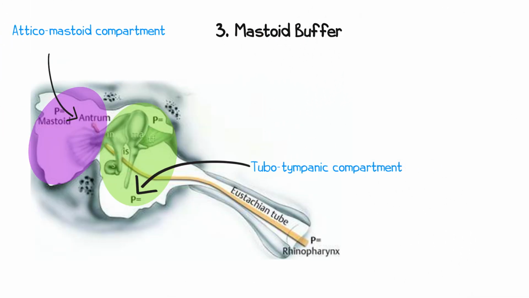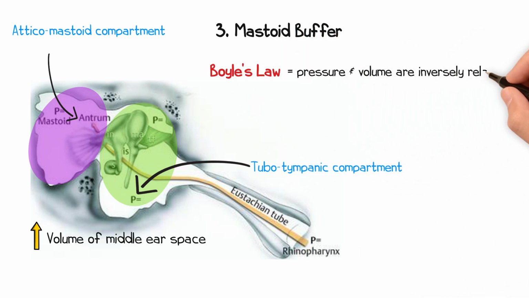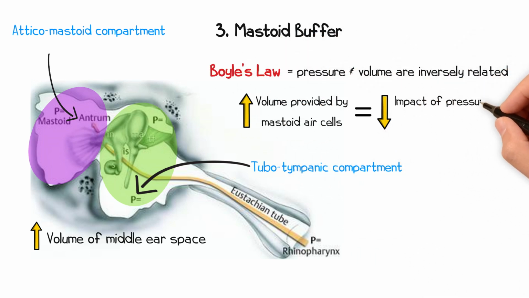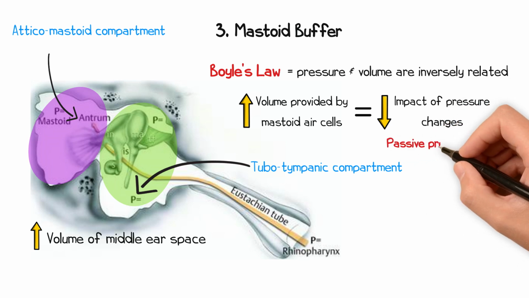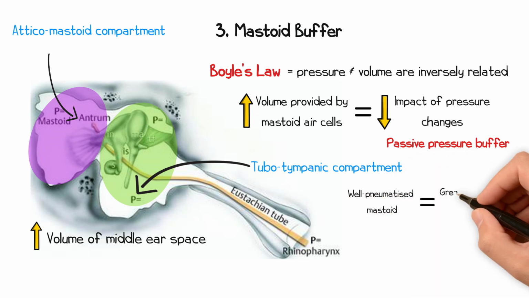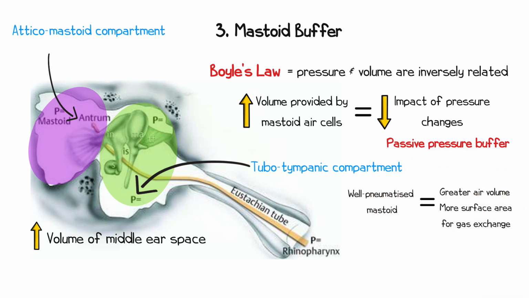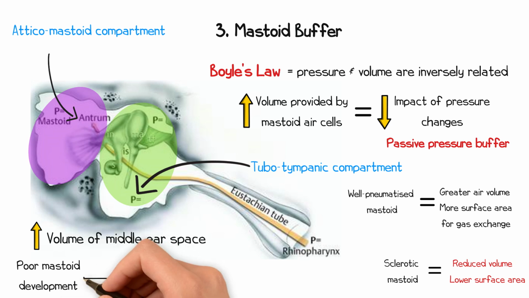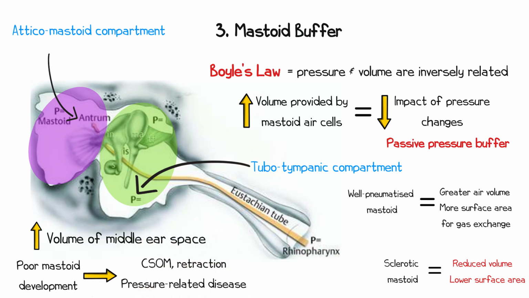retraction. The mastoid air cell system acts as a pressure buffer, expanding the air volume of the middle ear system. According to Boyle's law, for a given amount of gas, a larger volume reduces the impact of pressure changes. This makes the mastoid a passive pressure buffer. But not all mastoids are equal. A well-pneumatized mastoid has greater air volume and more surface area for gas exchange, whereas a sclerotic mastoid, often seen in patients with chronic otitis media, has both a reduced volume and lower surface area, diminishing both buffer and gas exchange functions. This is why poor mastoid development is often associated with CSOM, retraction, or pressure-related disease.